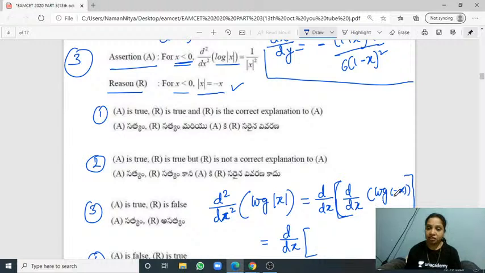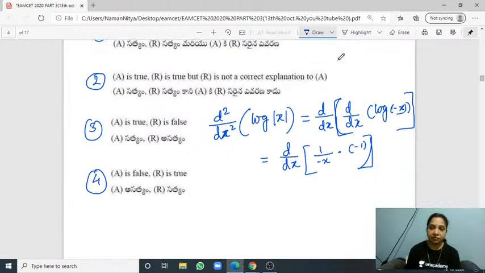again, if I am differentiating log minus x, obviously you should remember the log differentiation formula: differentiation of log x is 1 by x. So I can write 1 by minus x, because in place of x we have minus x, into chain rule we have to apply. We have to differentiate the minus x now. Minus x differentiation is minus 1 only, because differentiation of x is just 1 and differentiation of minus x will be minus 1.